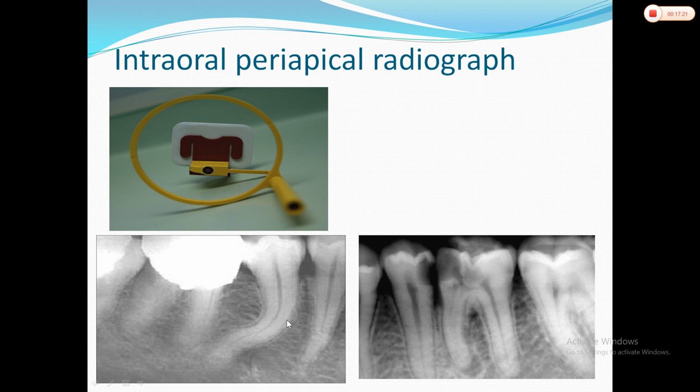ankylosis cases also. Without a radiograph, if you try to extract the tooth with forceps, the tooth will fracture. If a preoperative X-ray is there, you can plan the treatment accordingly. So it is better to take an X-ray before doing the extractions.